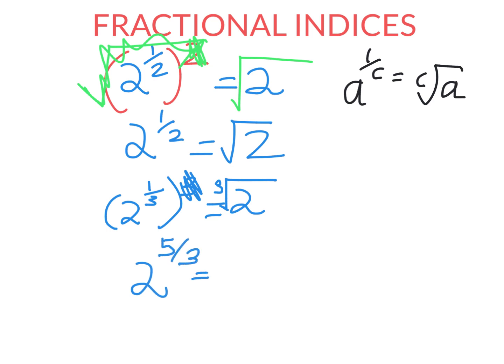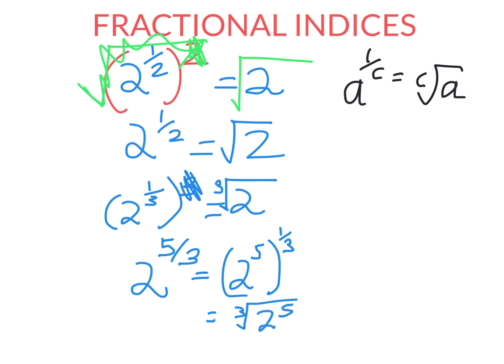Well, using index laws, that's 2 to the power of a third, and we can raise that to the power of 5. Of course, it doesn't matter in which order I write these indices because I'm multiplying them, and the order of multiplication doesn't matter. So I can write it like this, 2 to the power of 5 to the power of a third. But I know that a third power means cube root. So this will be the cube root of 2 to the power of 5.